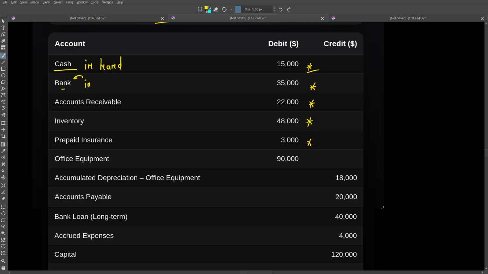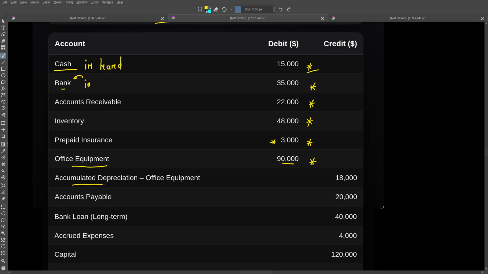Then we have prepaid insurance. Remember, this is also an asset, meaning you paid for insurance, but as at 31st December 2025 you have not utilized 3,000. So it is an asset during that period till you expense it. Then we have office equipment. This is your PPE, your non-current asset. As at 31st December 2025, this is the value of this office equipment.